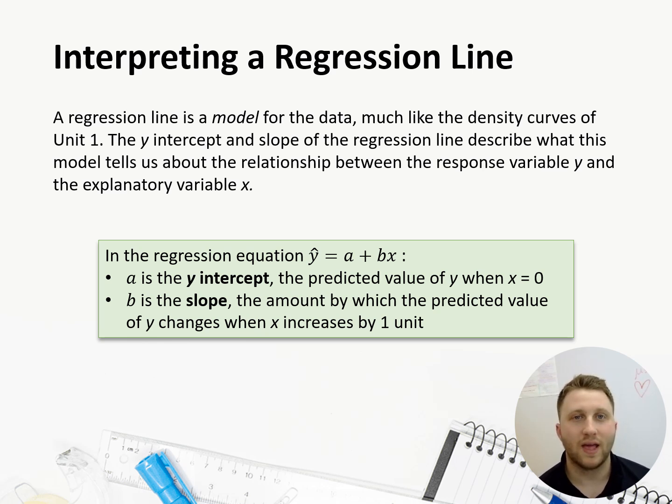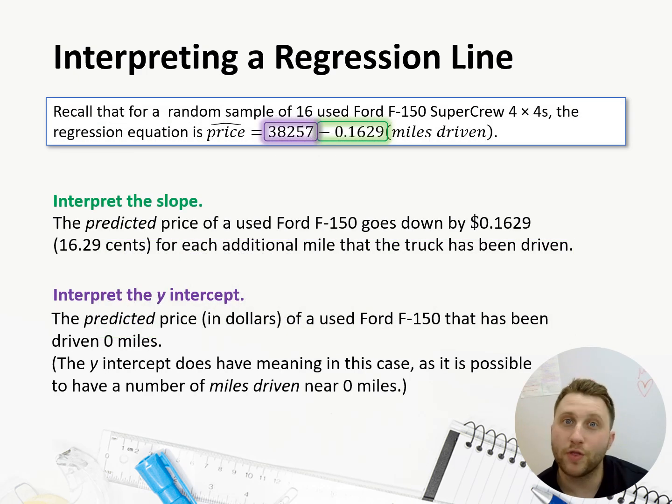So in this case, A, the y-intercept, is the predicted value of the response variable when the explanatory variable equals 0. And again, it's important to do this in context to give units of measure for both variables if you have them available. B is the slope. So this is the amount by which the predicted value of the response variable changes when x, your explanatory variable, is increased by 1 unit. And again, you want to give units of measure here too. Now you're more than welcome to pause the video here to see how this is done in context for the problem of the Ford F-150.